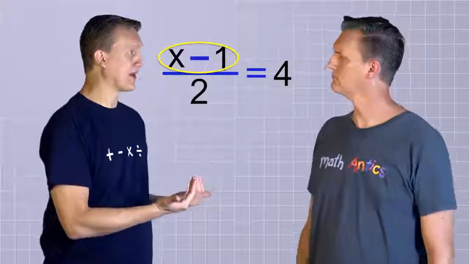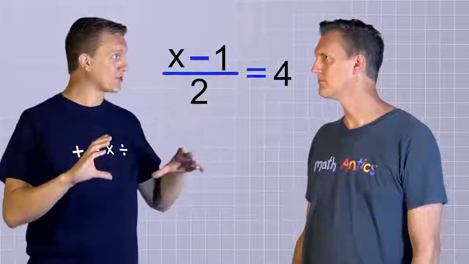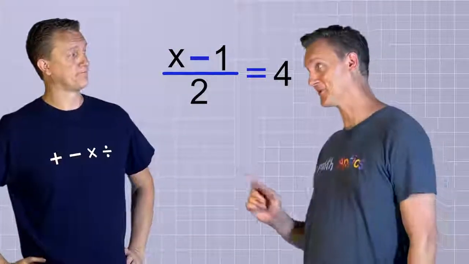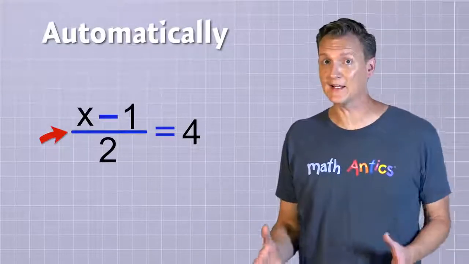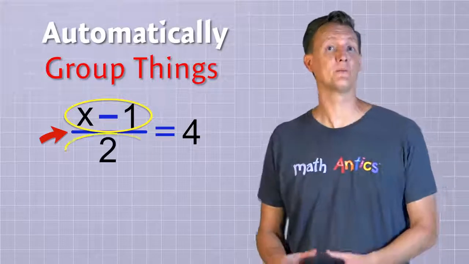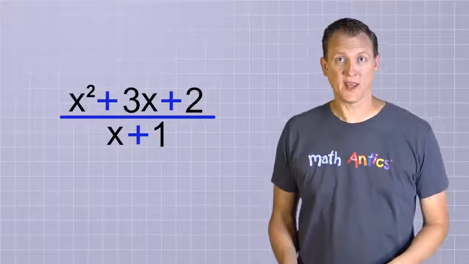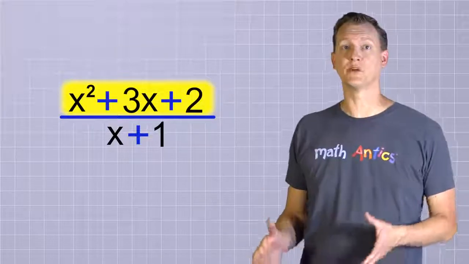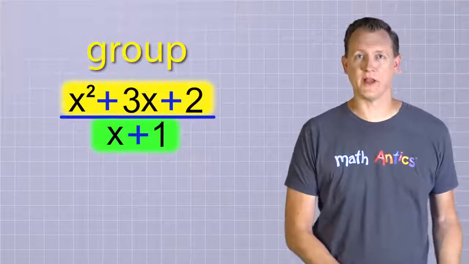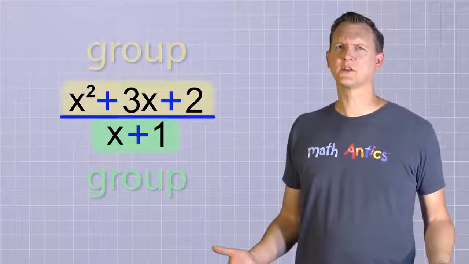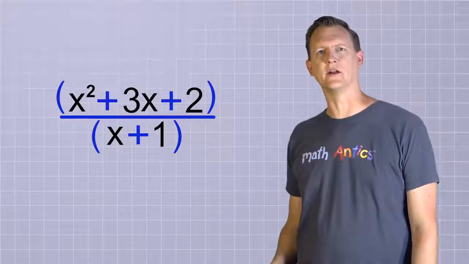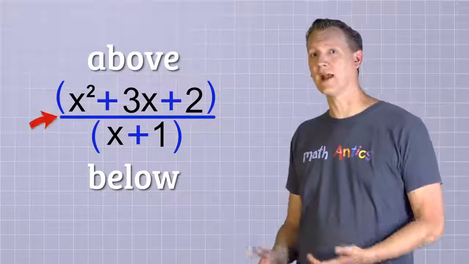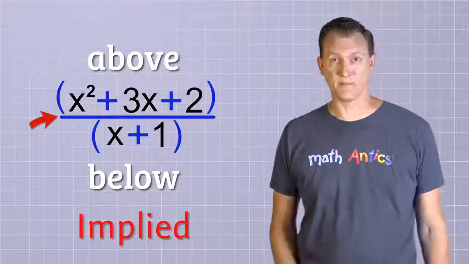Hold on, how can x minus 1 be a group? I don't see any parentheses or brackets around them. That's a good question. In algebra, the fraction line is used as a way to automatically group things that are above it or things that are below it. For example, in this fancy algebraic expression, everything that's on top of the fraction line forms a group, and everything on the bottom of the line forms another group. Of course, we could put parentheses there if we wanted to make it really clear, but it's not required. Grouping above and below a fraction line is just implied in algebra.